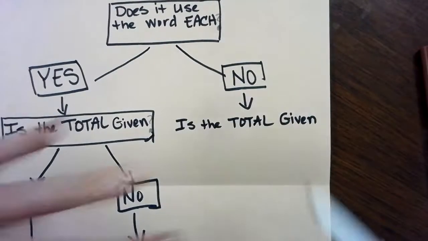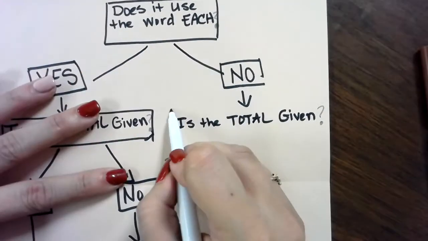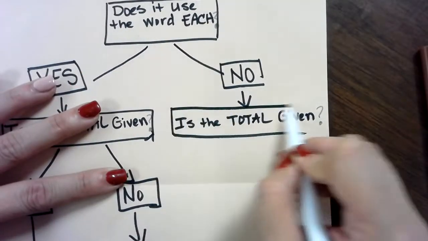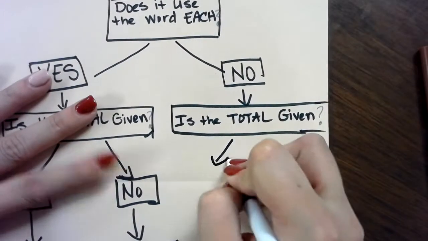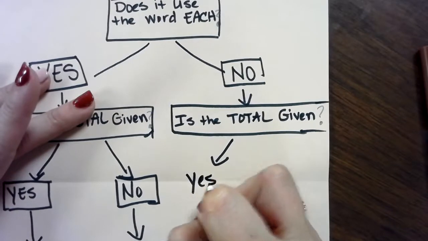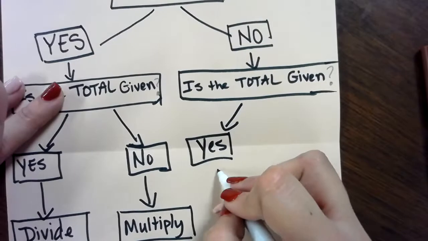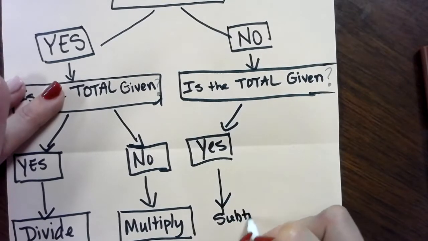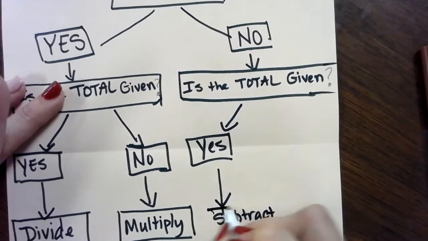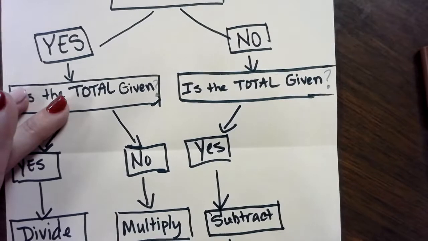Again, that's a question that we're asking ourselves. So we're going to put that in a box. Okay. If yes, the total is given, then we are going to subtract. And that would be the subtraction.